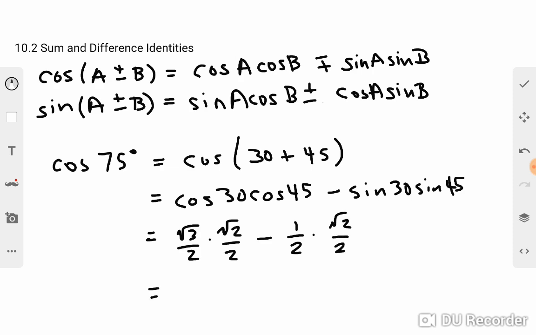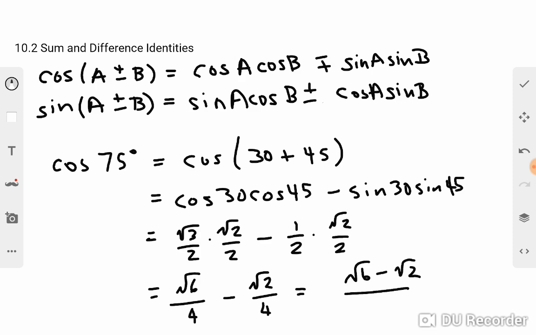Okay, so what we get in the first term, we get square root of 3 times square root of 2 is square root of 6 over 4. Remember, we multiply numerator and denominator. And the second term is going to be 1 times square root of 2 over 4. We've got a common denominator, so we can put these together. And remember, we can't put square roots together unless they're identical, so that's as simplified as we're going to get, and that's our exact answer.